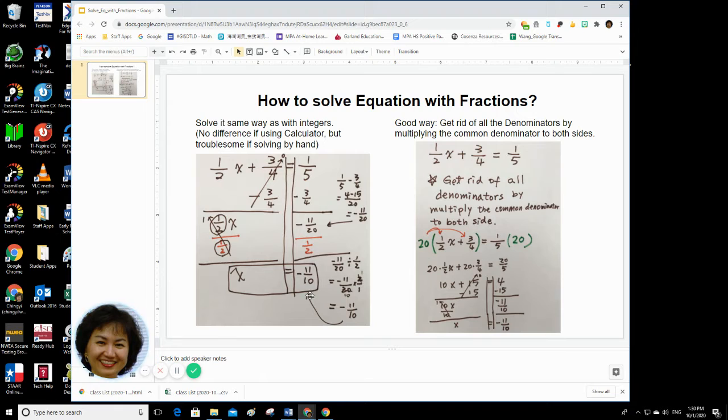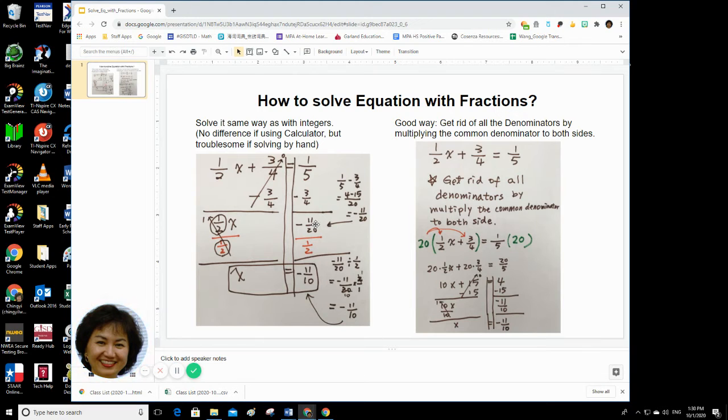And this part, this fraction divided by fraction, you have to follow the keep, change, flip rules to find the result of this division, then put it back here. So if you do all this by hand, it can be troublesome. Of course, if you do it by calculator, you just put all these numbers into your calculator, then the calculator can solve that for you.